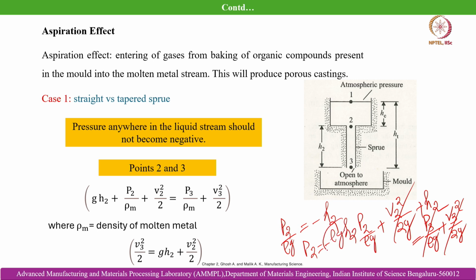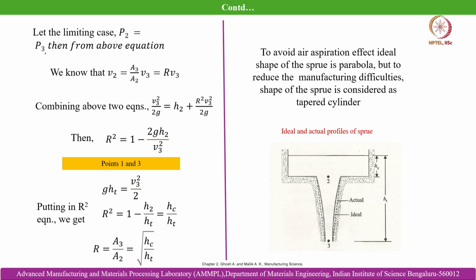So, this is the problem with the straight cylinder sprue that is shown over here. You can see the pressure becomes negative at point 2. Then there will be every chance of air aspiration, and that will cause defect formation within the cast object. That is why we cannot have straight cylinders as sprue geometry. So, what is the remedy? The remedy is shown in the next slide, where we can go for a tapered cylinder, although the actual shape of the sprue should be parabolic.